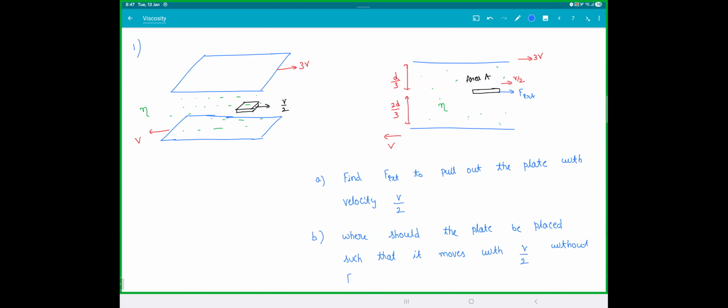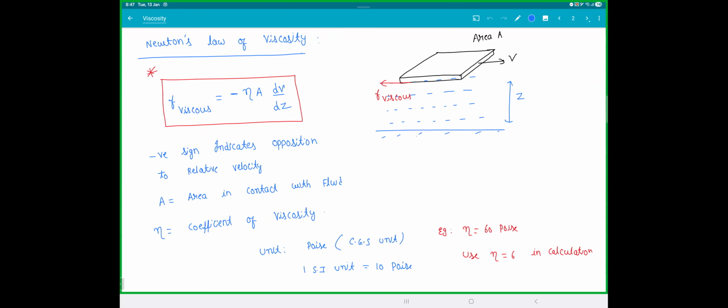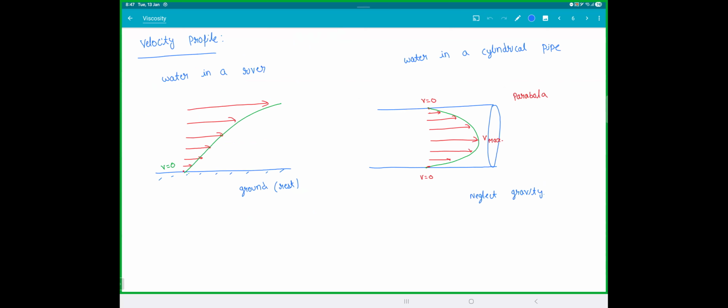And again, remember, there's only one formula that I wrote you. F is equal to eta A dV by dz. We're just going to play with that for today. Let's see how you handle this.